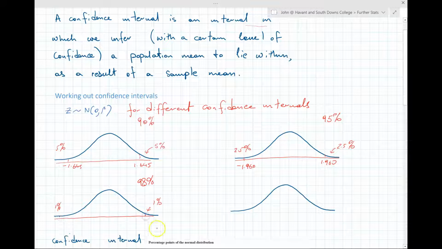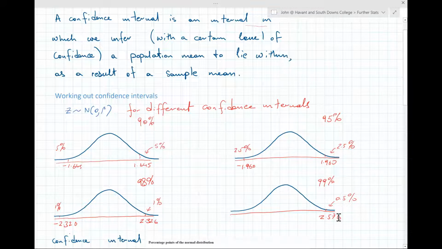Then the number we're looking for there is 2.326, and minus 2.326. And then finally, if we want to be 99% confident, then that's 0.5% on each side. The number we're looking for there is 2.576. Okay, now how to get these numbers?